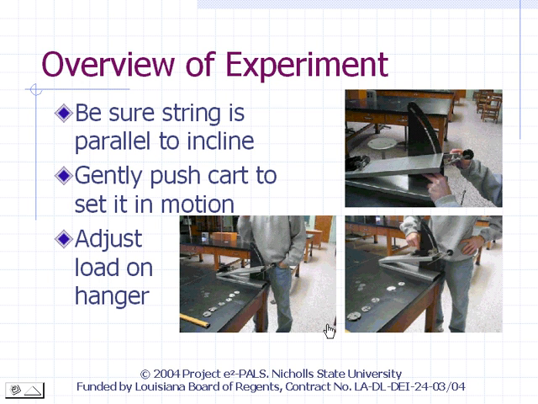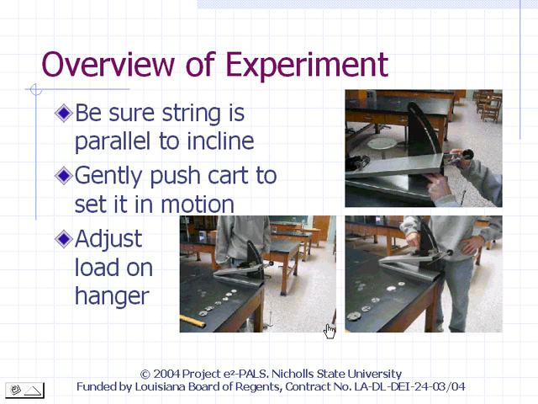Push the cart to get it going. Once it starts moving, it should not slow down, stop, or speed up. If it does, you need to adjust the load on the hanger. If the load on the hanger is too light, the cart will slow down and stop. If the load is too heavy, the cart will speed up. Think of a systematic way of adjusting the load so that you're not just randomly guessing.